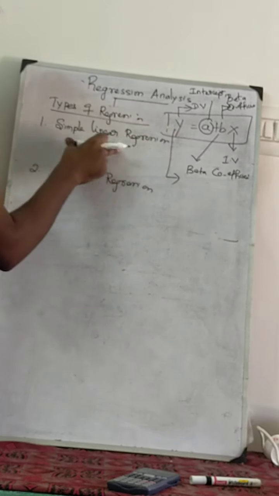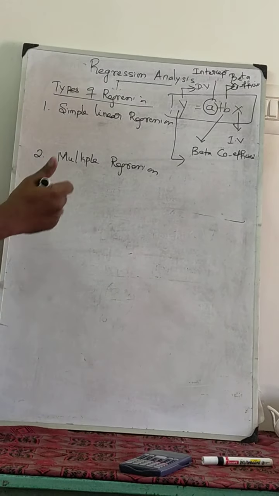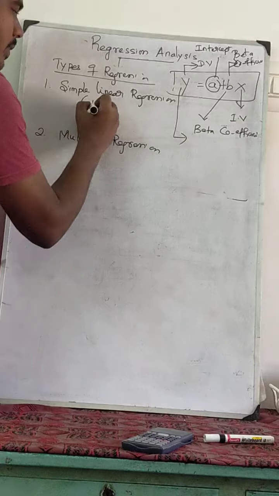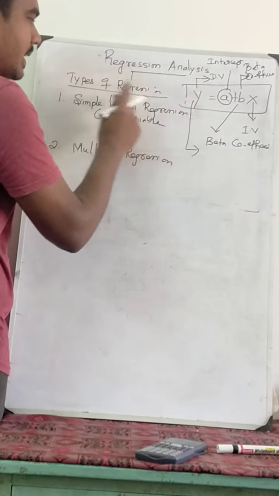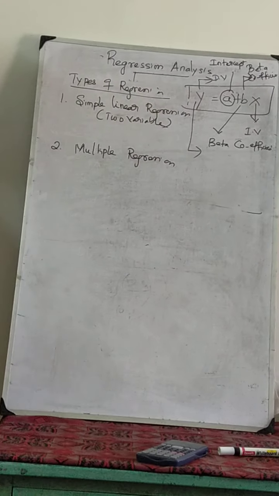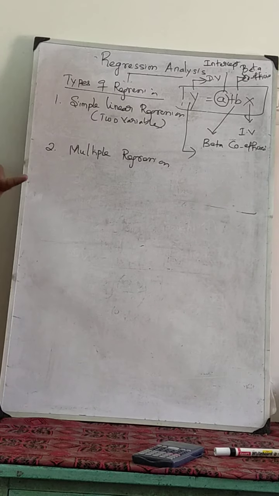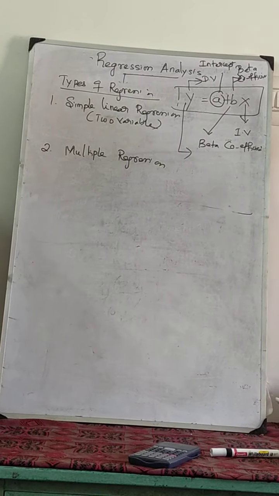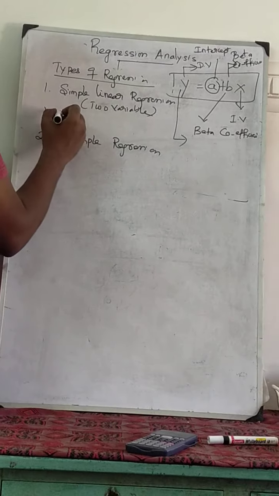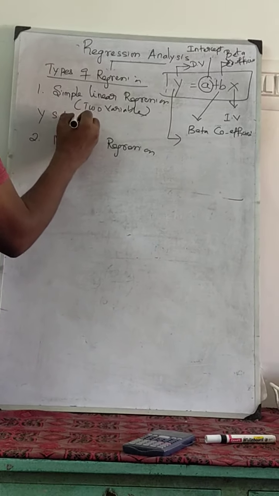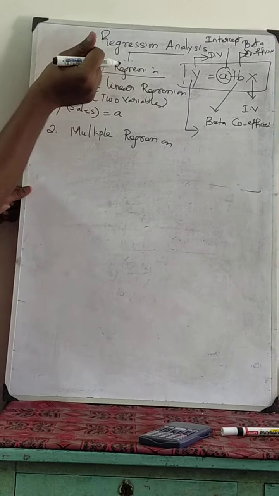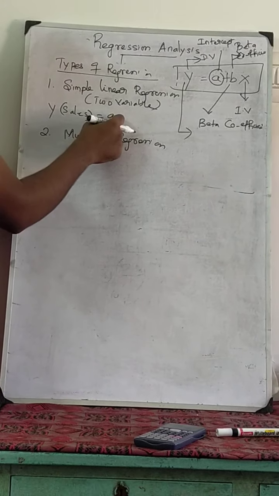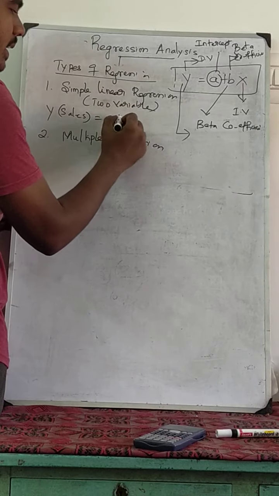Here, for simple linear regression, you should have two variables. One is a dependent variable, another one is an independent variable. For example, y is sales. Okay, a is a constant. Whatever changes in the x variable, the a always remains constant.